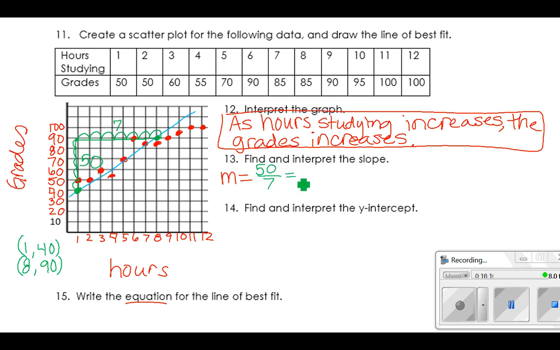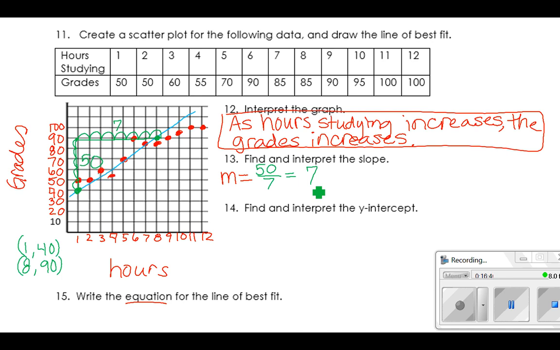And I can simplify that by taking a calculator. I know it's going to be about 7, so I would do 50 divided by 7, and that gives me 7.1. I'm going to go ahead and just round it off to 7. So about 7 is a good slope for question number 13 for the scatter plot that we have. So I would accept anything from 5 to 7 would be okay.